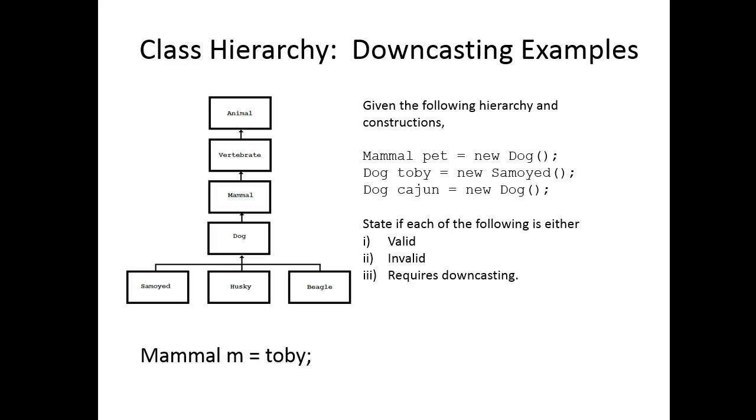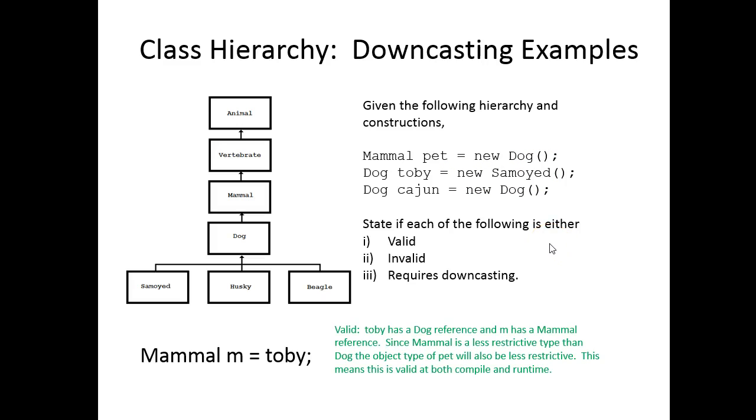What about this one? So again, we check at compile time. We're looking at Toby. So at compile time, we have dog Toby, so we're going to assume this is a dog object. We come down here, so I have a mammal reference to a dog object, which is perfectly valid. Since a mammal reference can have an object of equal or more specific type, this is valid regardless. Downcasting does not have to be used.